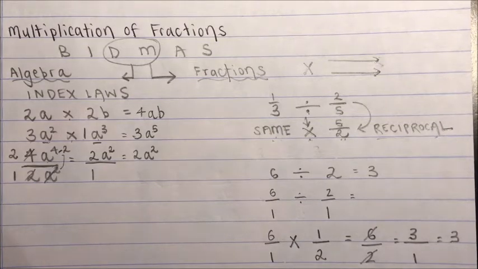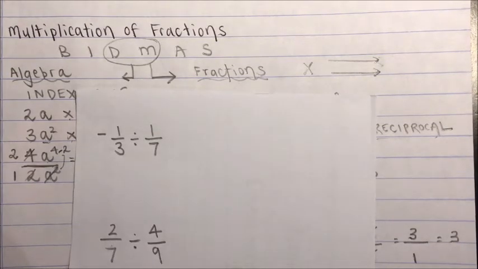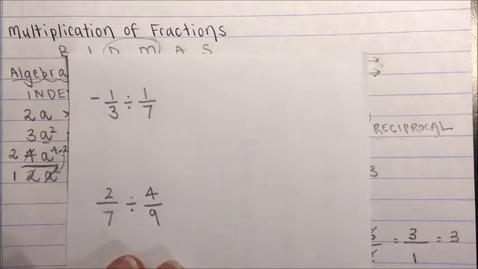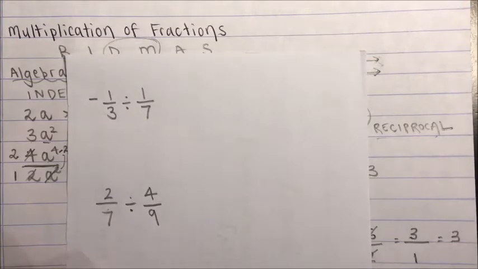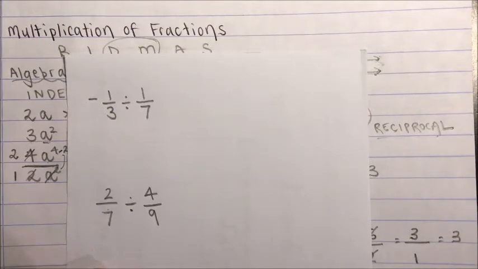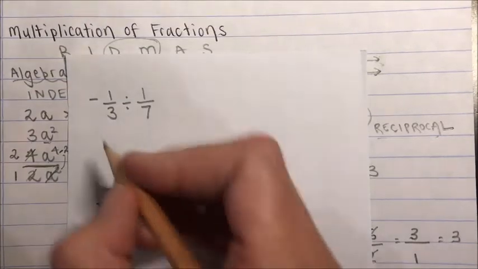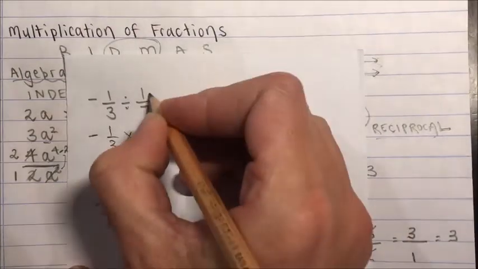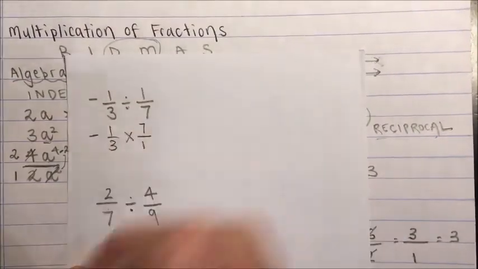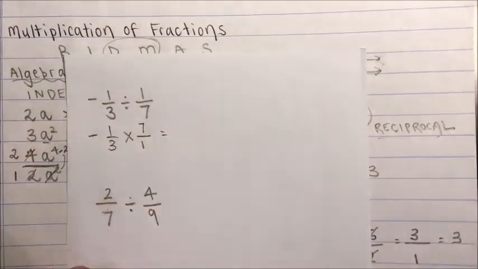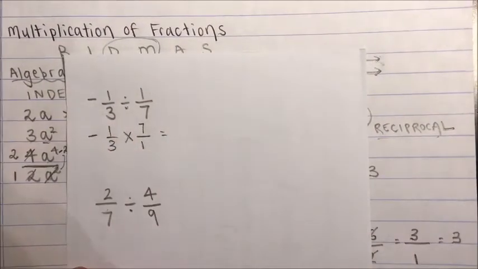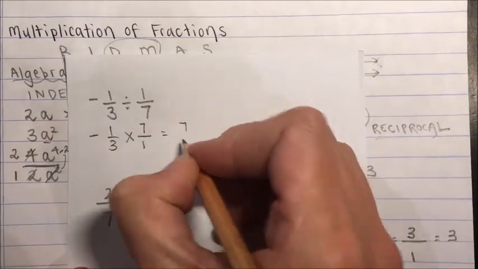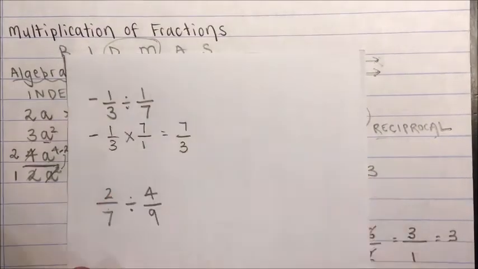So now let's practice with some of these. -1/3 divided by positive 1/7. I can already tell the answer is going to be negative because the signs are different. So I'm just going to keep that in the back of my mind for a moment, but I'm going to keep this first one. This becomes multiplication, and this one becomes its reciprocal. And then left to right numerator, left to right denominator. 1 times 7 is 7. 3 times 1 is 3. The signs are different, so the answer's negative.